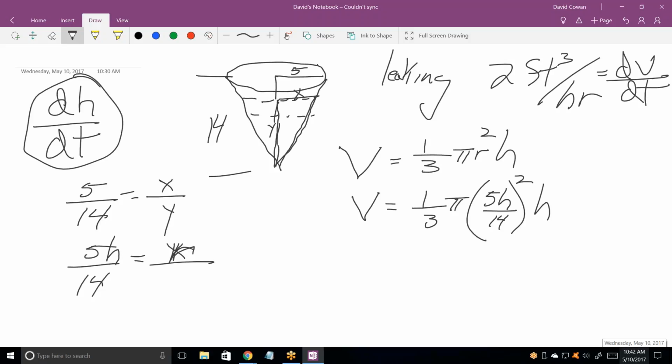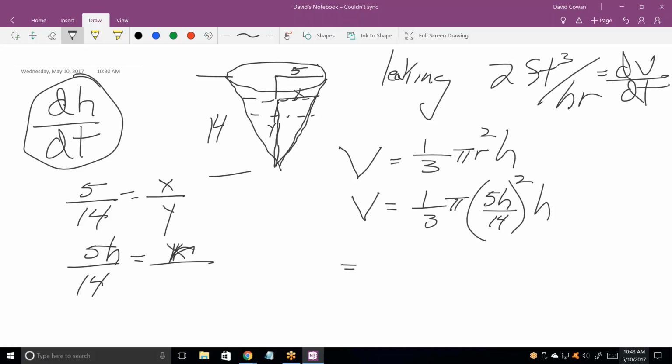Because now I can take the derivative of this. I'm going to end up with a dV/dt, and I'm going to end up with a dh/dt, and also an h, but I'm going to evaluate it when that h is 6. So let's do it. I don't think I need to do the product rule. Let's simplify this a little bit to make the derivative easier.